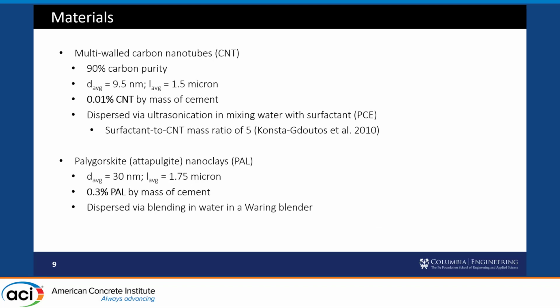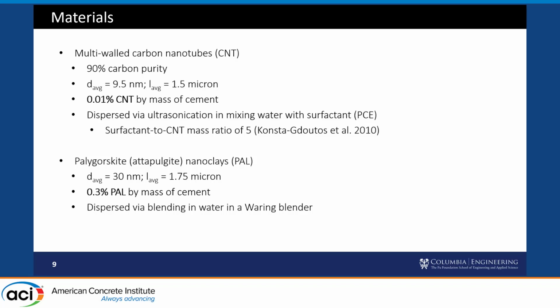So these are the nanomaterials, just some details. There were multi-walled carbon nanotubes, 90% carbon purity, those are the dimensions. And based on the work of Konsta-Gdoutos, Metaxa, and Shah, we added 0.01% CNT by mass of cement, and then dispersed via ultrasonication and mixing water with the use of a surfactant, which was a PCE.